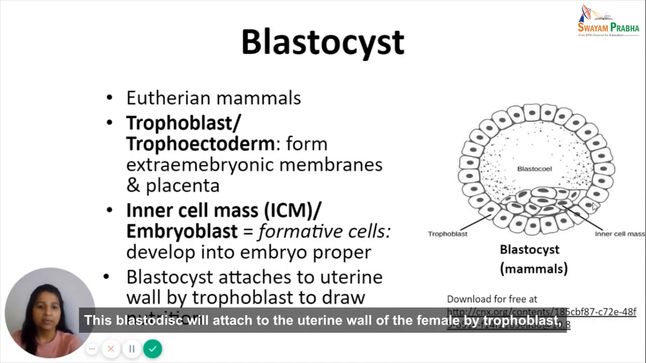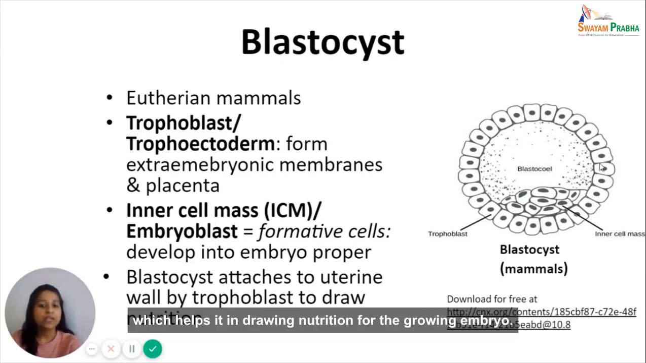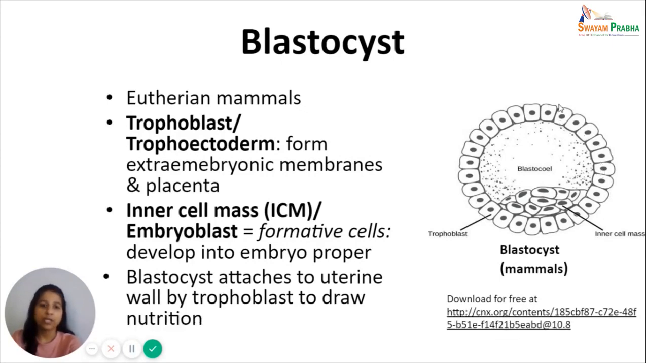This blastodisc will attach to the uterine wall of the female by trophoblast, which helps it in drawing nutrition for the growing embryo.